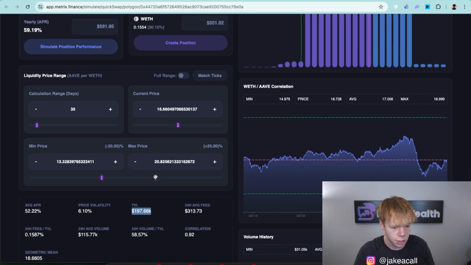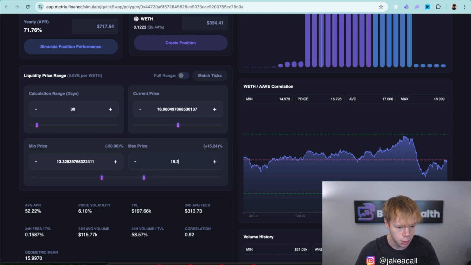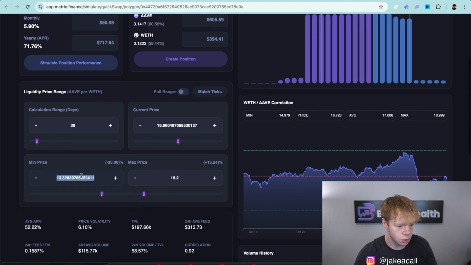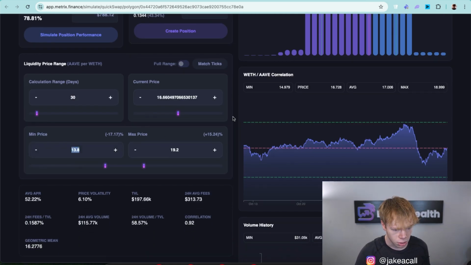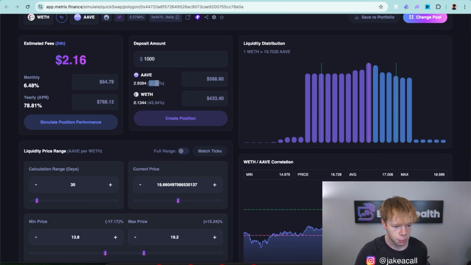But if we go ahead and adjust this range, because this has 92% correlation, we could go with that tighter range, so probably going to want to do something like 19.2, and then as our bottom price, assuming AAVE is going to do better than Ethereum, or at least we think, we might want to do something like 13.8. That's going to give us about 56% AAVE, about 44% ETH.